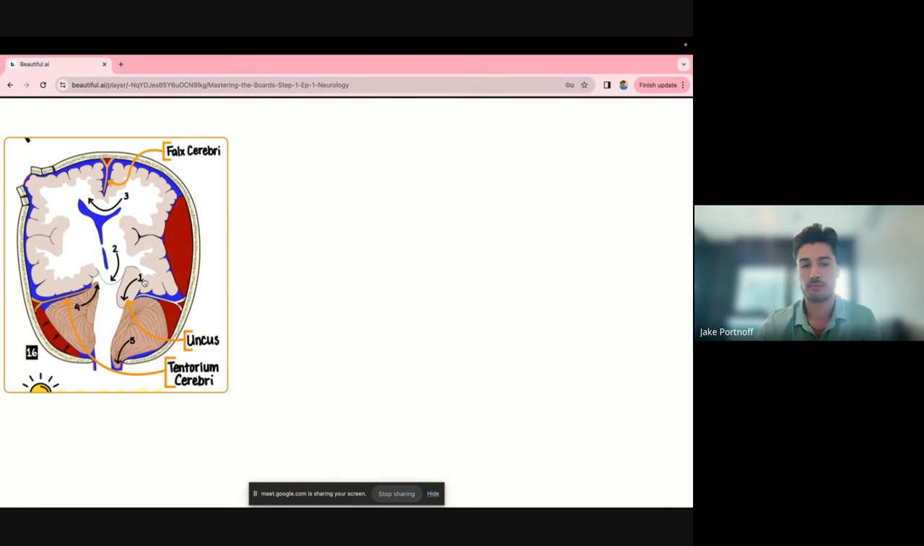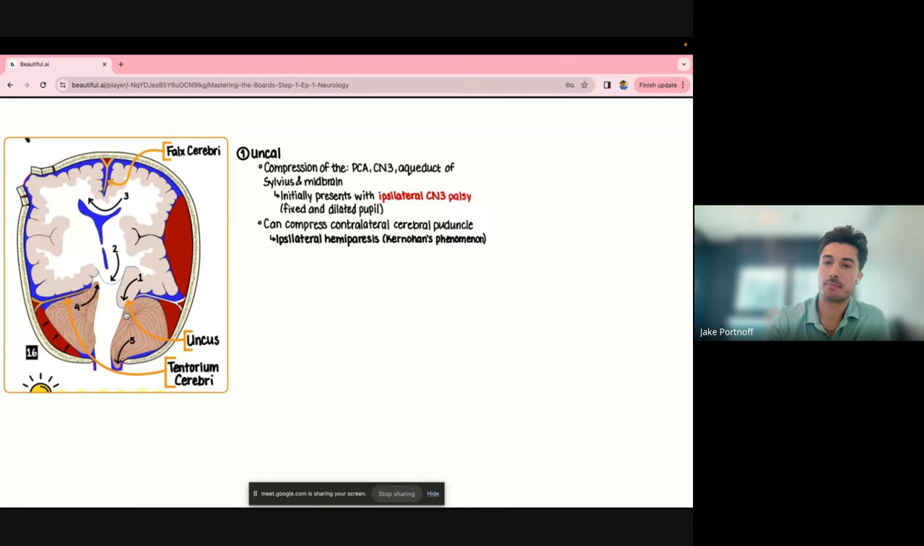Yes, there's a little bit of a hint here. You can see uncal herniation, great. So tying back right into what we saw, guys, in this region, we're going to have our PCA, which is our posterior cerebral artery, and our cranial nerve 3. Those are the two buzzy USMLE step-tested concepts here. If we get an uncal herniation, look out for signs of our cranial nerve 3 palsies, as well as a PCA infarct, okay? That's really, really buzzy. What about number two here, guys? What is number two?